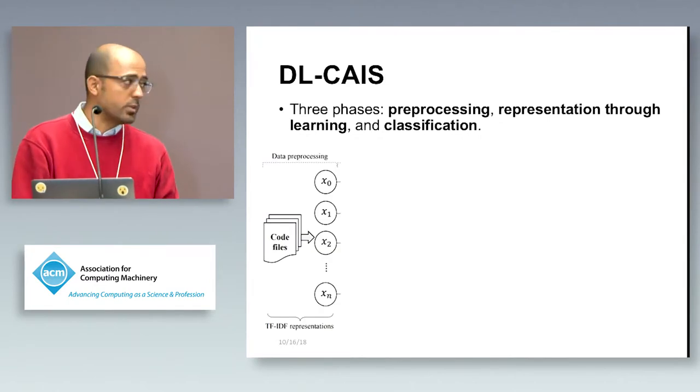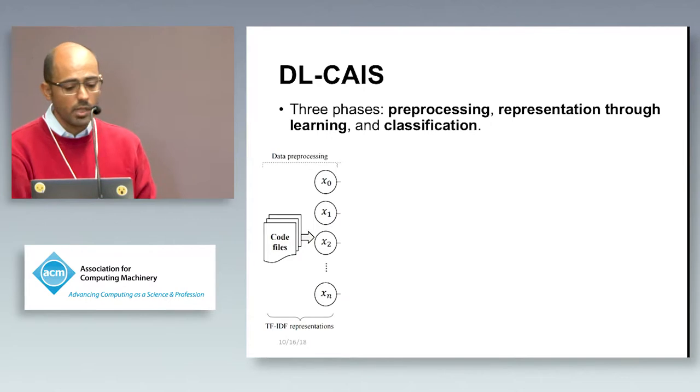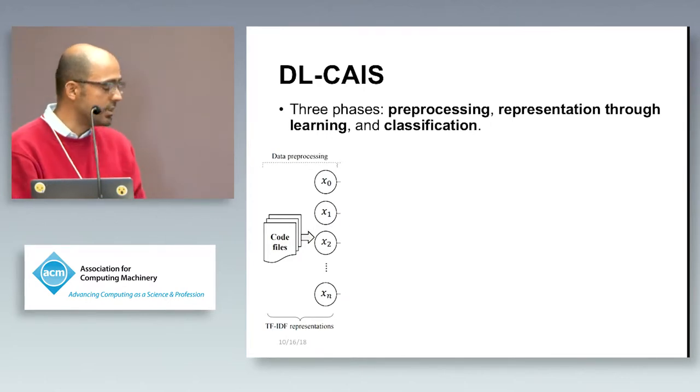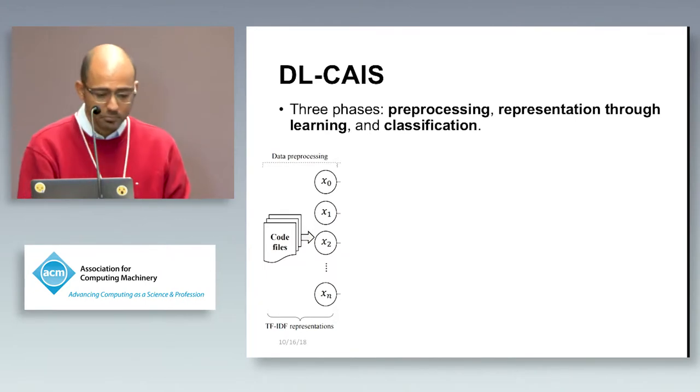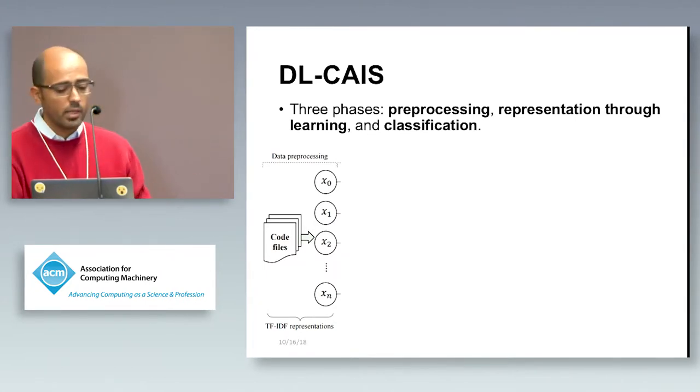In the first phase, we start with the code files per given author to build some raw representative high-level features using the TF-IDF representation. That's what we call the data pre-processing phase. I will talk about that in more detail in the next slide.